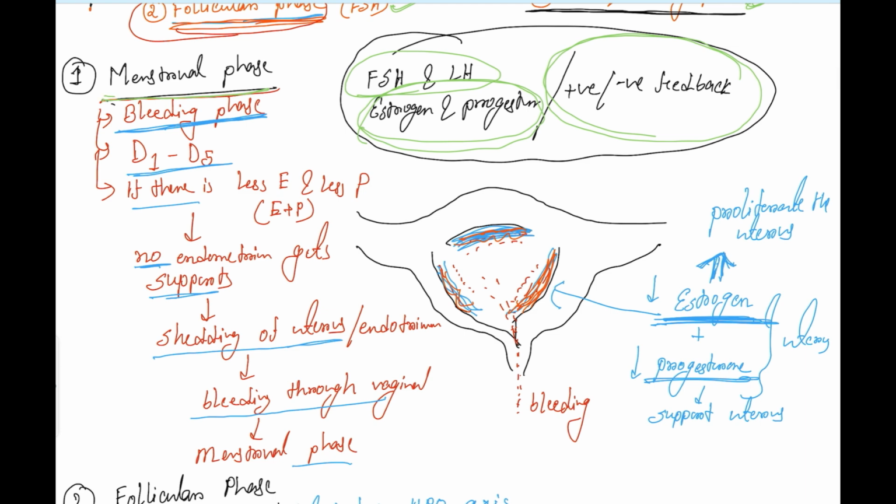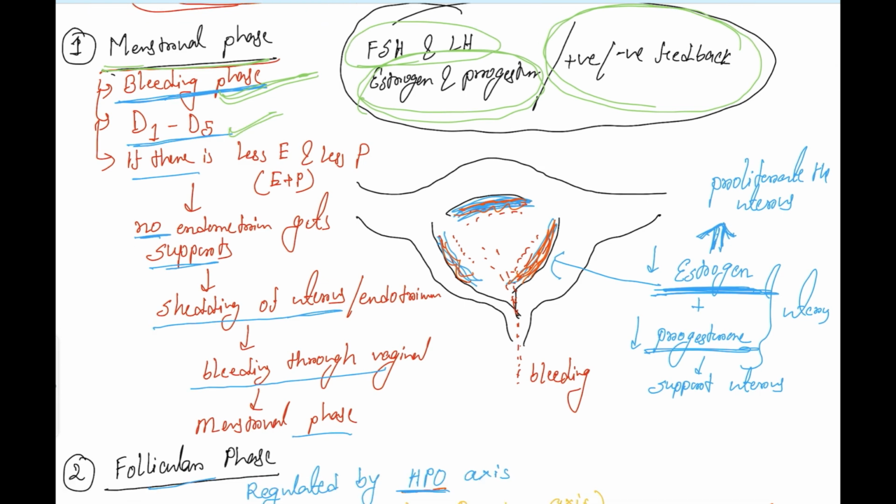The first phase of the menstrual cycle is your menstrual phase, that is the bleeding phase, and that stays from D1 to D5. If there is less estrogen and less progesterone, then only this menstrual phase will come, the bleeding phase will come. Why? Because estrogen is responsible for proliferation of your uterus. So if I ask you, which hormone is responsible for proliferation of uterus? Your answer will be estrogen. And that question came in exam.